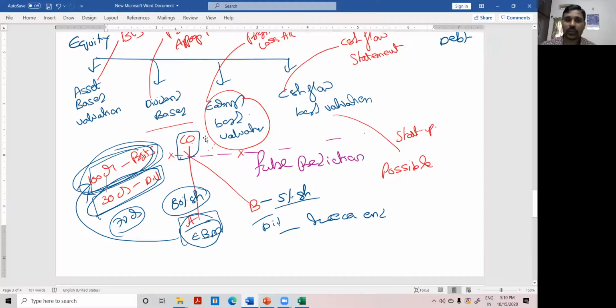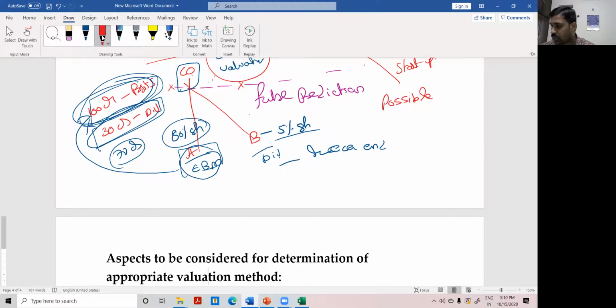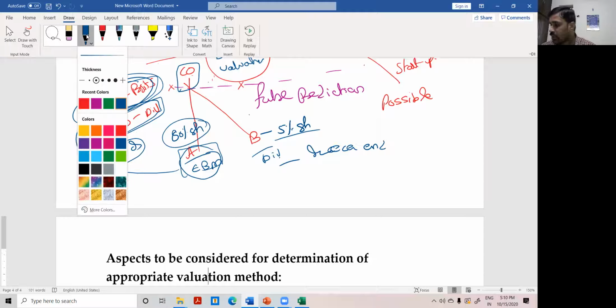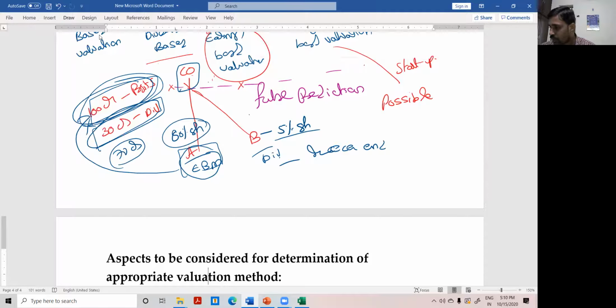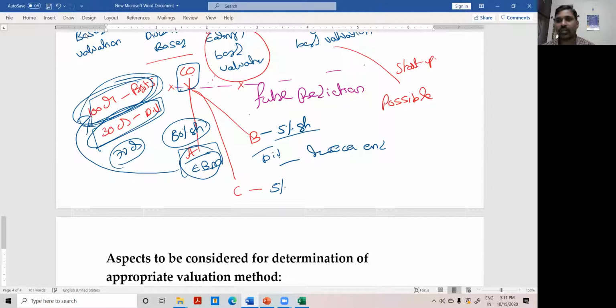Next, one more aspect is there. Say I take one more investor, C. He also invested a 5% stake, like B, but still you want to use the earnings-based method. Why, sir? Same business, same stage of development, same extent of stake, same 5%. Why was B using dividend, but C is using the earnings-based method?